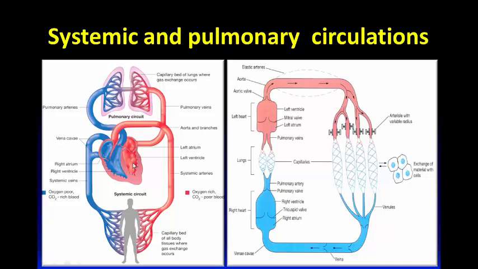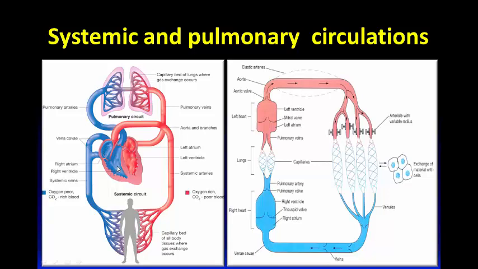The systemic circulation begins in the left ventricle, where oxygenated blood is ejected into the aorta. The aorta and the large branches of the aorta distribute the oxygenated blood and nutrients to the tissues. The capillaries, where we have exchange, then the venules and the veins, collect deoxygenated blood and return it to the right atrium. And it is here where we have the end of the systemic circulation.